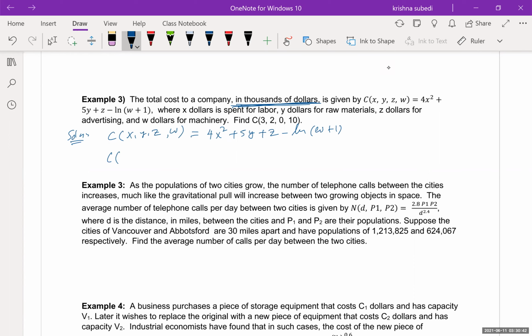All you need to do is, when x is 3, y is 2, z is 0, and w is 10, what is the value? Well, you just substitute, right? 4 times 3 squared plus 5 times 2 plus z, which is 0, minus ln(10 + 1). And I need your help. What do you get?